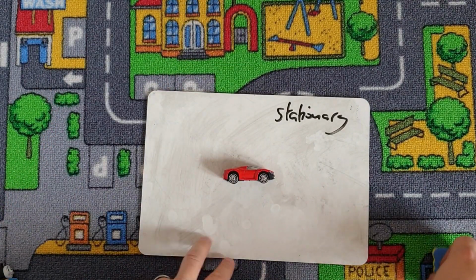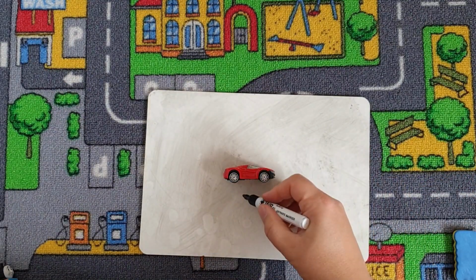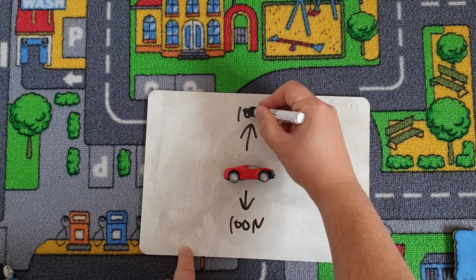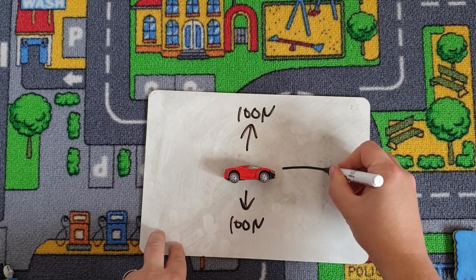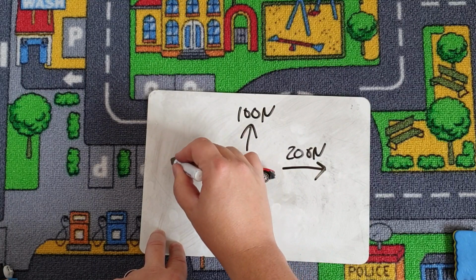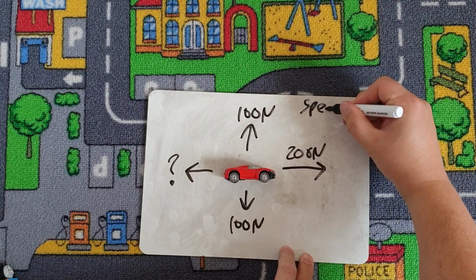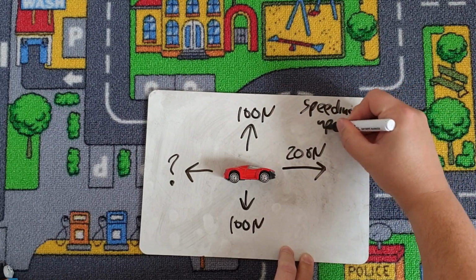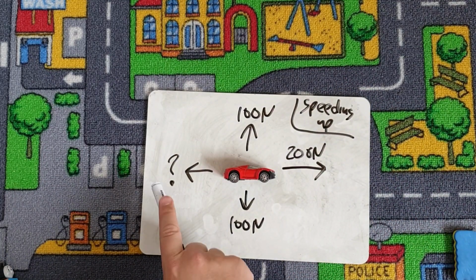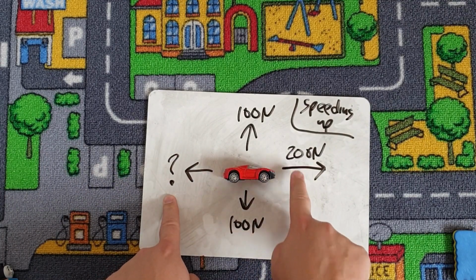If I told you that the car was speeding up. So if I gave you 3 of these things, let's say I'm going to give you 100 newtons down, 100 newtons up. I'm going to say that there's 200 newtons that way. I'm not going to tell you that one. But if I said the car was speeding up, it's accelerating, it's getting faster, and I want you to tell me, you can't tell me the exact number, but you can tell me something about that. You can tell me that the question mark, whatever force that is, it must be less than 200.